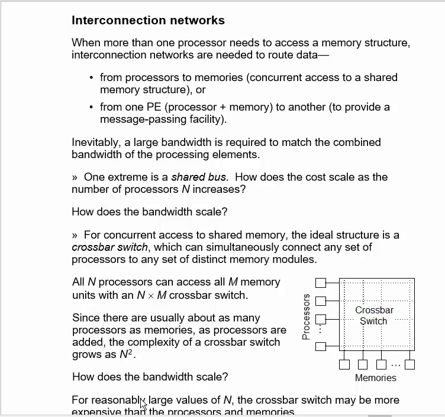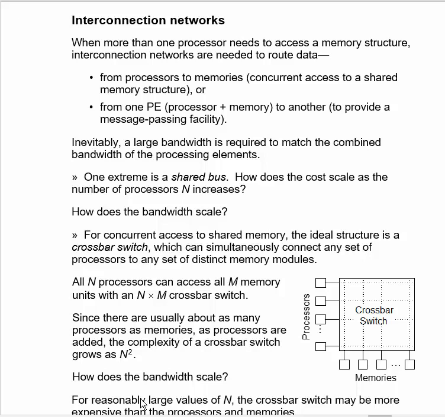On the other hand, if we have a message passing multiprocessor where the processors don't directly access memory at the other end, you still need an interconnection network because you need to allow a way for one processor to get a message to another processor. And if you have a large system, you're going to need a large bandwidth because several of these transfers are going to be going on concurrently.